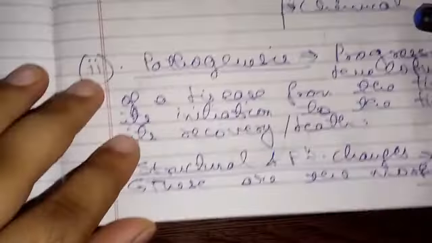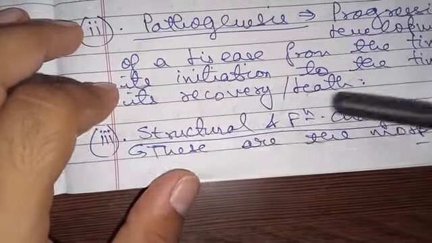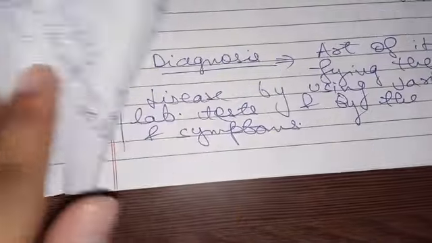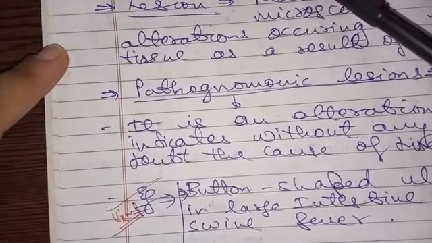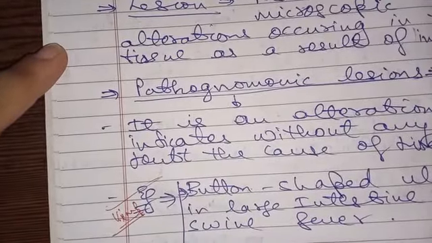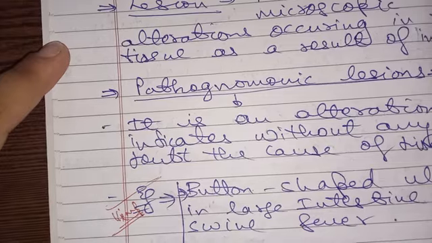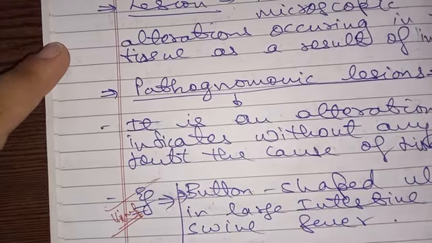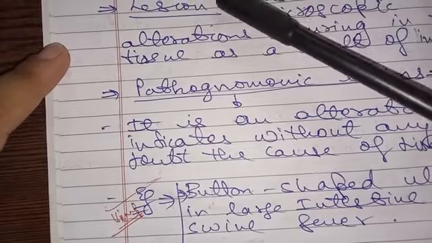Okay, next is structure and function changes. These are the morphological alterations. Structure and function changes can also be called lesions. These are the morphological and associated functional alterations in the tissues. So, what is a lesion? A macroscopic or microscopic alteration occurring in the tissue as a result of injury. Simple. Any macroscopic or microscopic alteration occurring in the tissue as a result of injury is called a lesion.